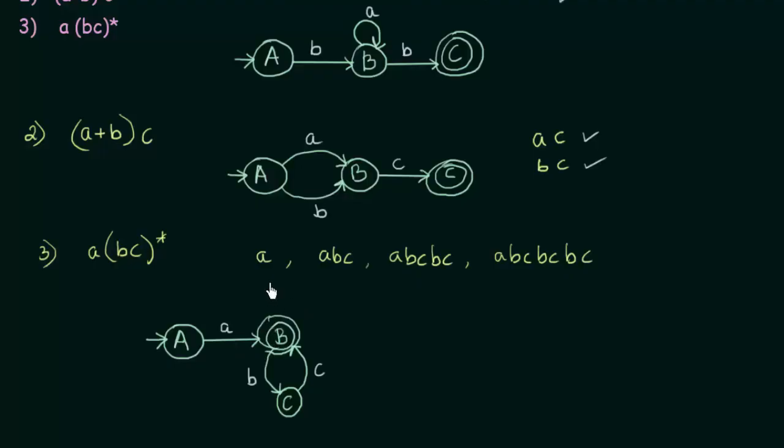So let us just check if these strings are accepted or not. A by itself, it comes to the final state B, it is accepted. A, B, C. So A, B, and C again comes to the final state, accepted. A, B, C, B, C: A, B, C, again B, C, accepted. A, B, C, B, C, B, C. So any number of BCs that you have, it will be accepted.